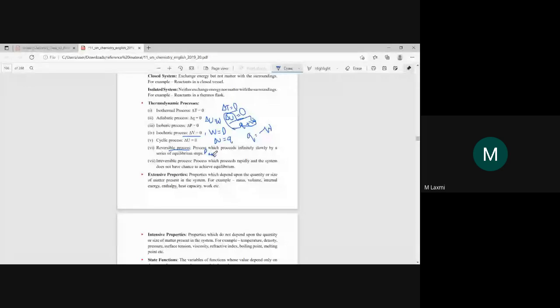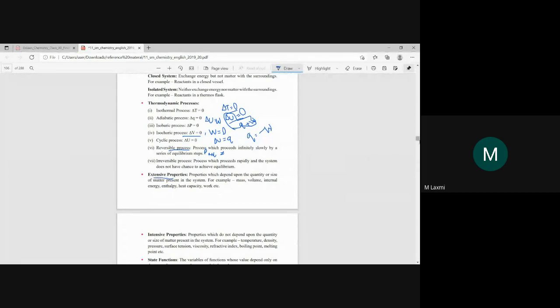This is not constant. For an irreversible process which proceeds rapidly, where each step does not maintain equilibrium, here P external is constant. What is an extensive property and what is an intensive property?